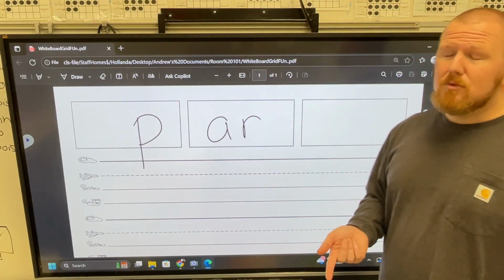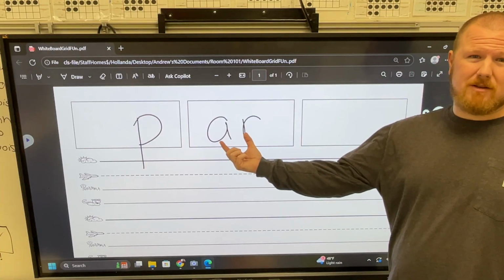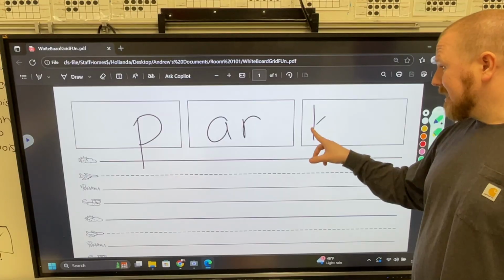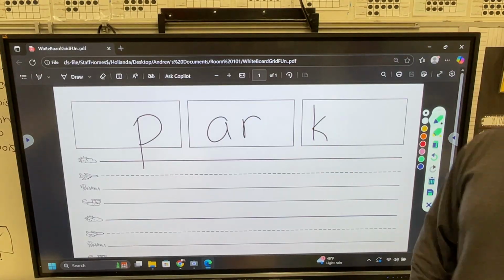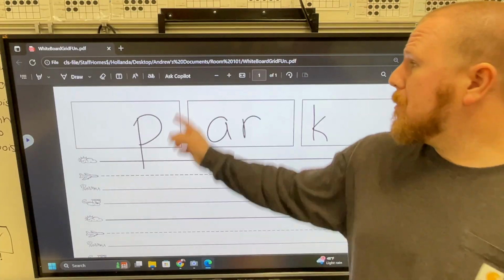It has to be K. But CK comes after a short vowel sound. Is this a short vowel sound? No, it's an R-controlled vowel, so that doesn't even work. So K would be at the end, not CK. All right. Change park to pork. Orc.